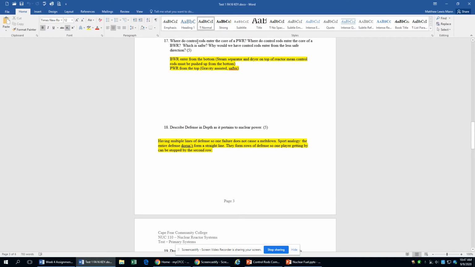So control rods are safer when they're coming in from the top in a PWR just because it's gravity assisted. On a BWR, they're coming in from the bottom. So why would we do that? Because there's a steam separator and a steam dryer on top of the reactor, so we can't have the control rods go through those 2 components.